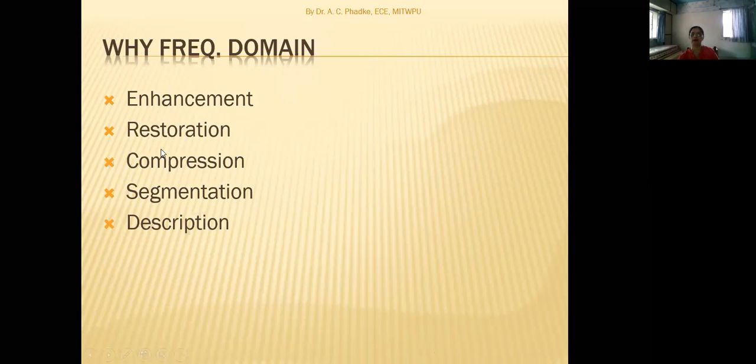One example of restoration using frequency domain is, say we want to design a notch filter. Okay, are you familiar with notch filter? You might have studied notch filter in DSP. What is a notch filter?